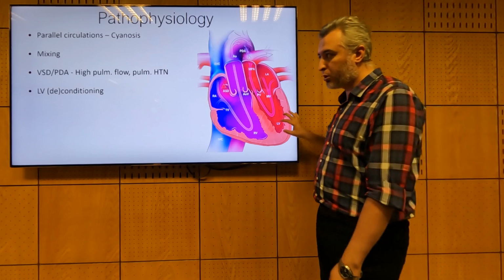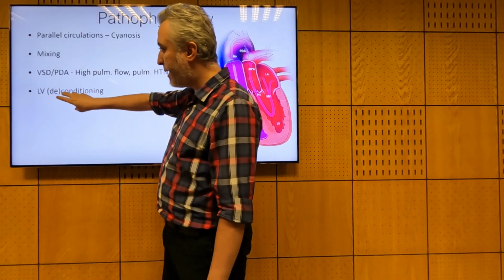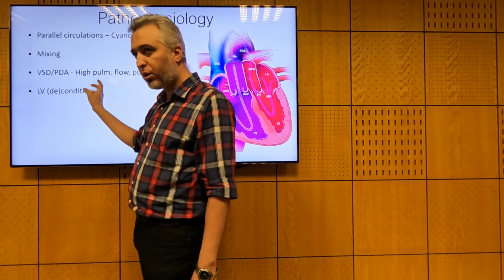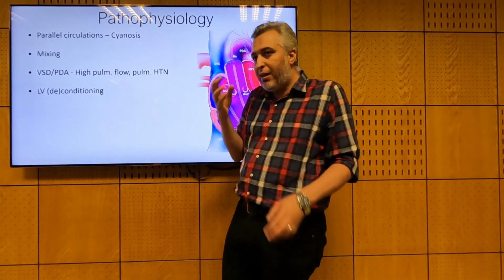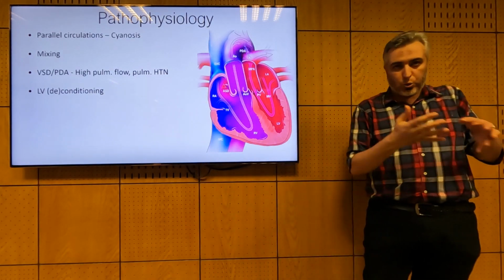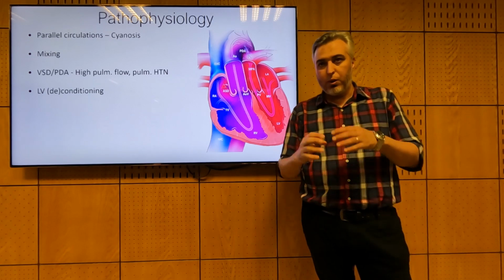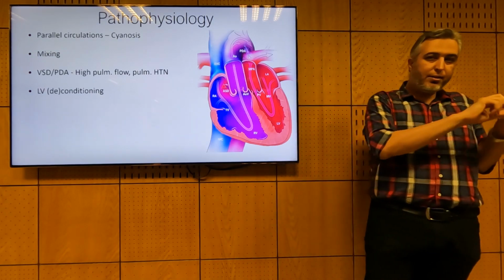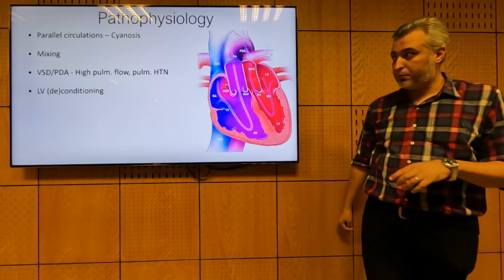So this is very important: to describe the state of LV conditioning, whether the LV is conditioned or deconditioned. We say if the LV wall thickness is good enough to sustain high pressure, we call that the LV is conditioned. While if the LV has a very thin wall, we call that LV deconditioned.